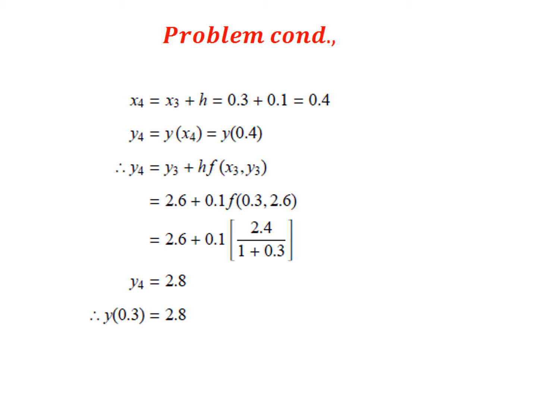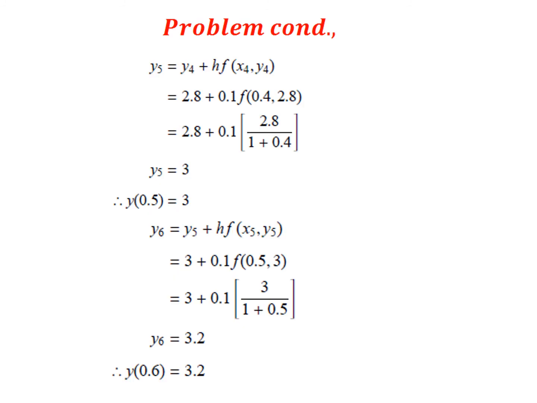Now y4 is equal to y3 plus h into f of x3 comma y3 by Euler's algorithm. Now I am replacing y3 value and x3 value. From this particular f of 0.3 comma 2.6, I'm going to replace x and y, 0.3 and 2.6, in the given problem. I will get this value 2.6 plus 0.1 into 2.6 by 1 plus 0.3. So after simplifying this particular one, I will get y4 is equal to 2.8. So y of 0.4, this is not 0.3, actually 0.4 is equal to 2.8.